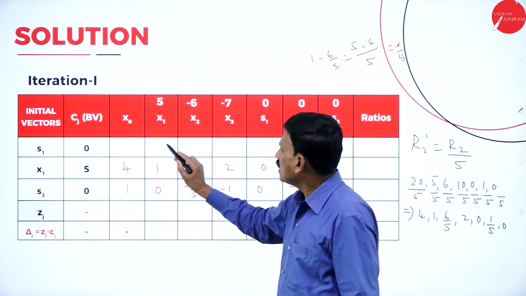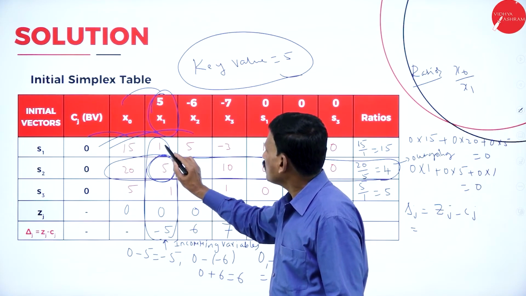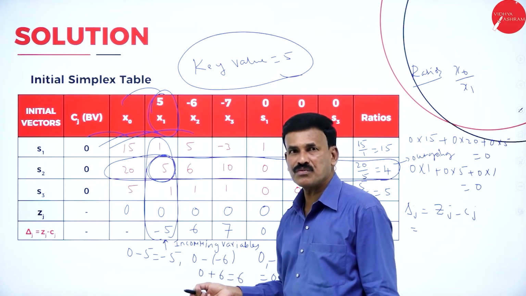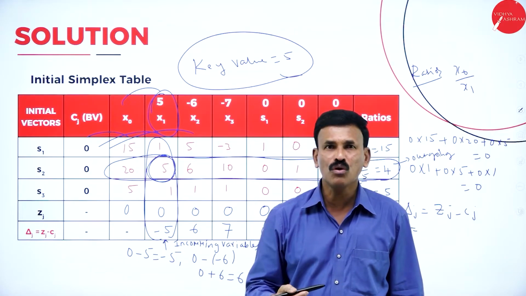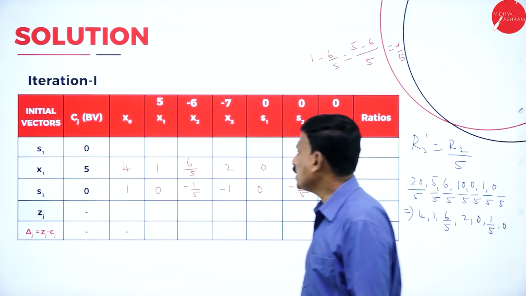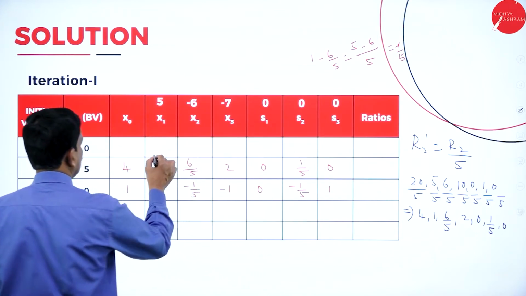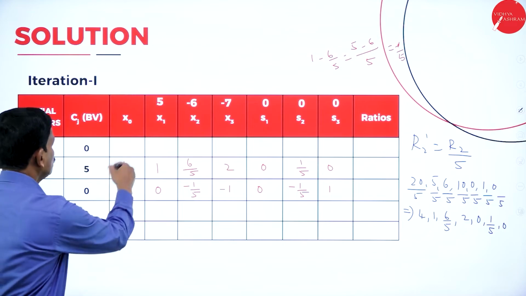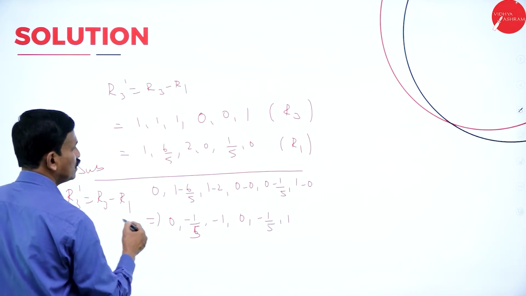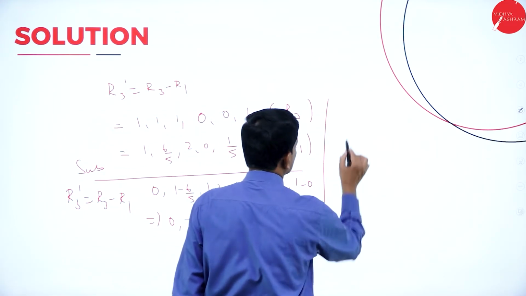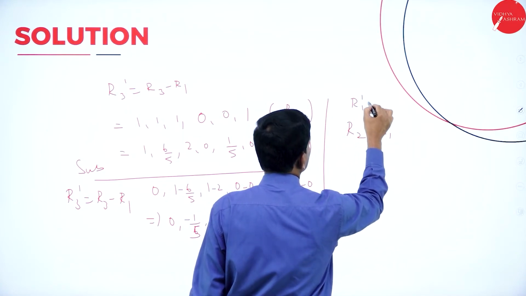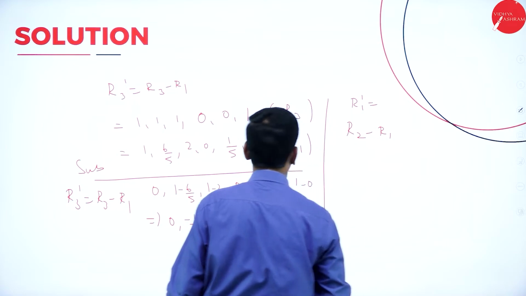Now again convert this element to 0. For this we are going to use the same row operation. To convert this element to 0, we will go for a further row operation, R2 minus R1. So R1 dash is equal to R2 minus R1.